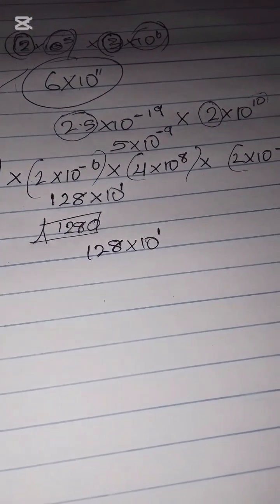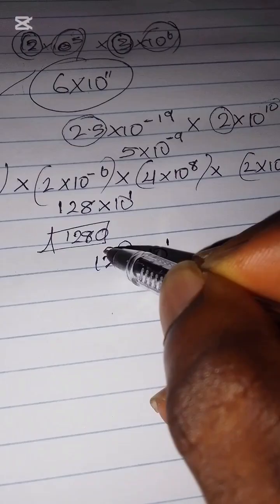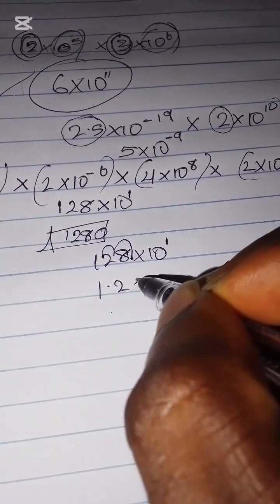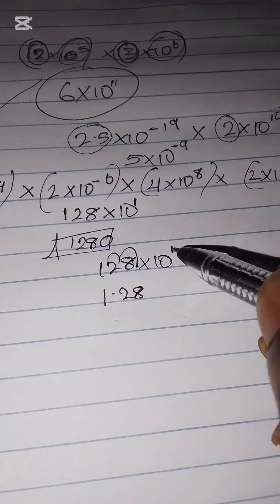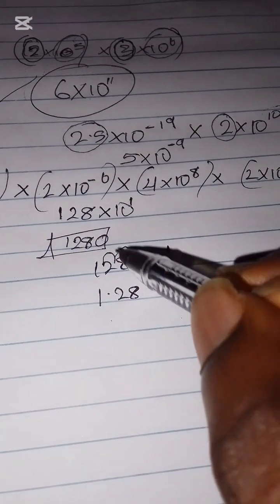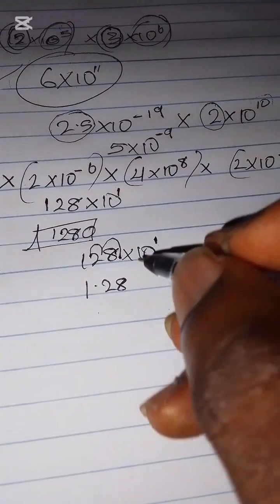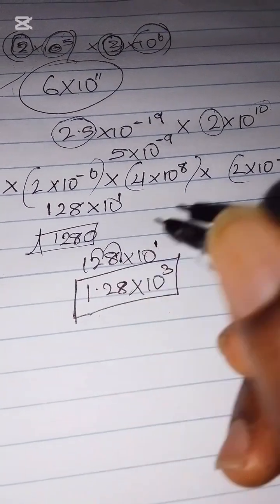So what are we going to do now? Remember that there's a point here. So I can shift the point here 1, shift it here 2. So it becomes 1.28. But because I shifted in this direction twice, this will increase from 1 to 2 and then to 3, because I shifted 1, 2. So that 1, 2 plus this additional one already here will now be 128 times 10 raised to the power 3. Alright, so this is the answer in standard form.